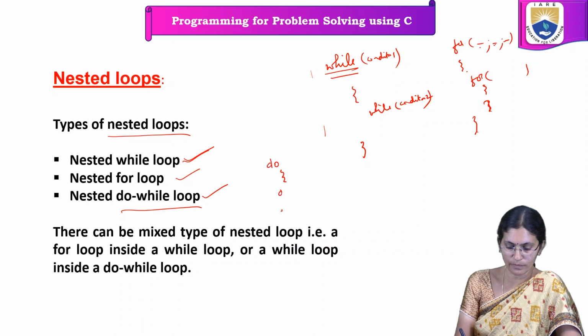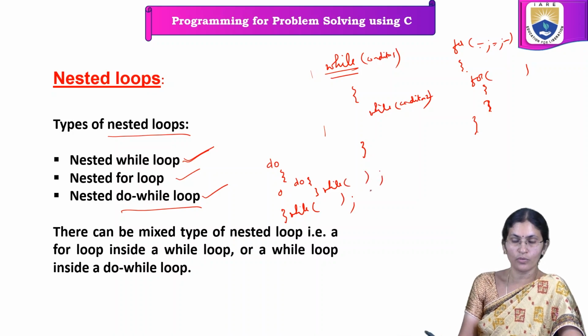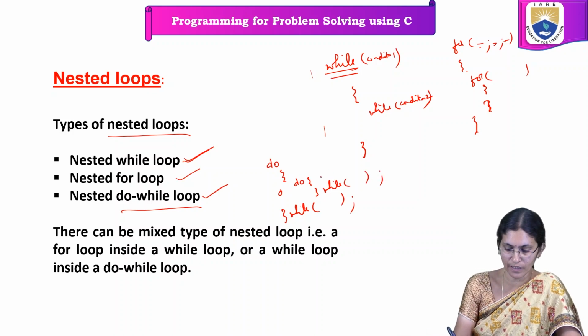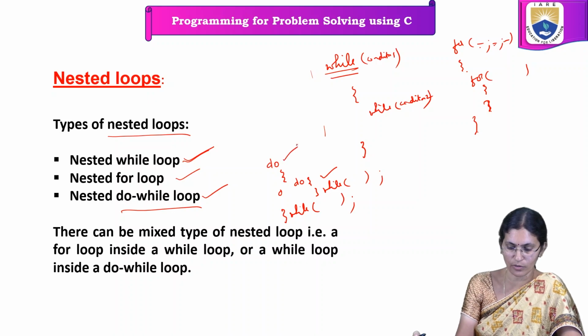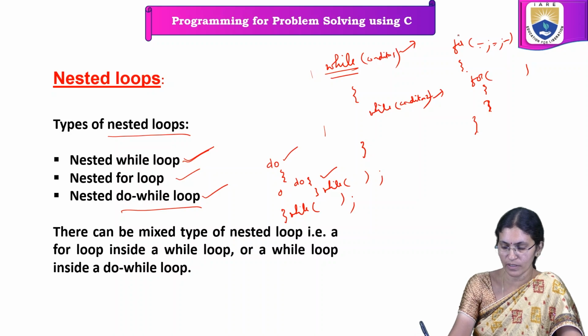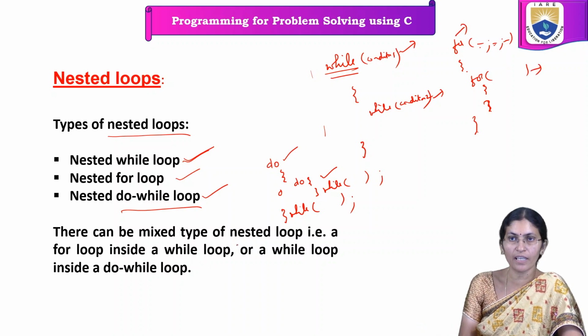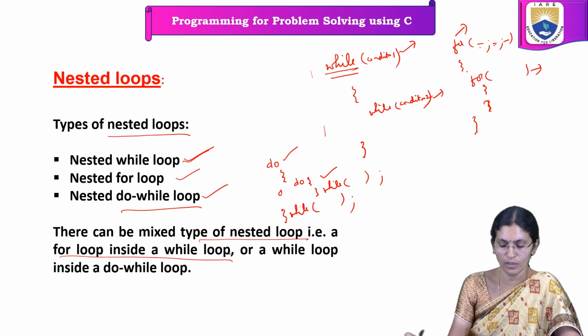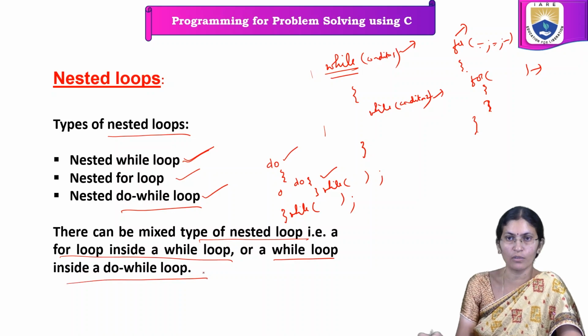So a do while loop, then the condition is to be evaluated. Inside this you again have one more do while loop, then a condition. So this is the inner do while loop and this one is the outer do while loop. Similarly here also, this one is the outer loop and this one is the inner loop. We can have mixed types of nested loops also, that is a for loop inside a while loop, or a while loop inside a do while loop, and so on.